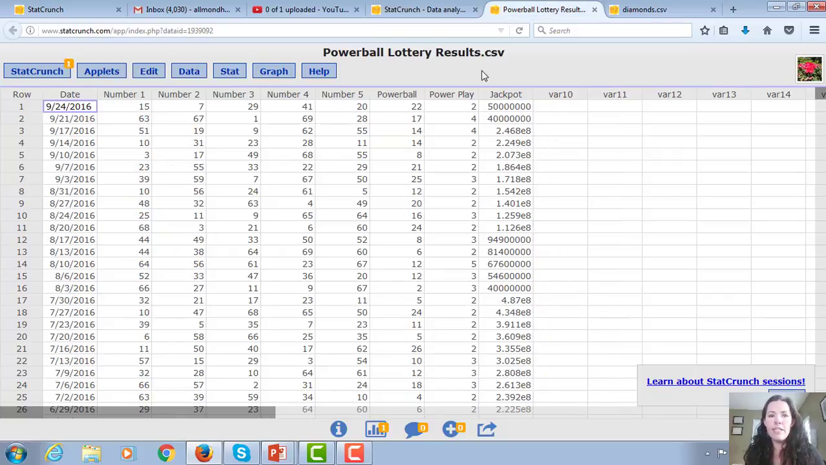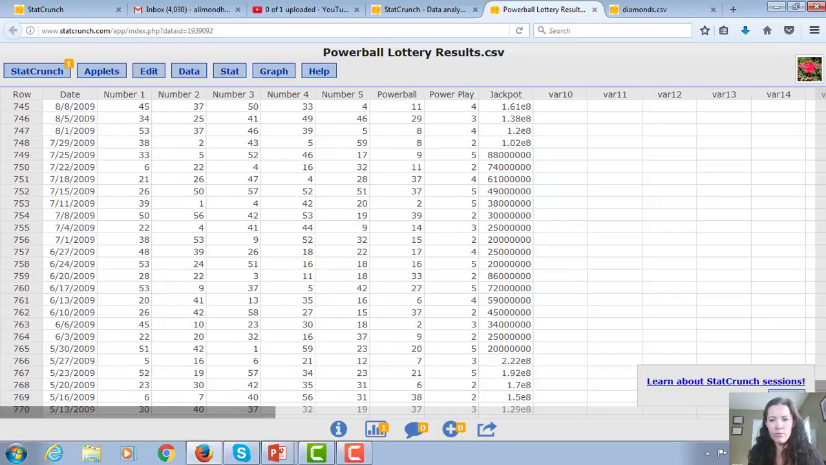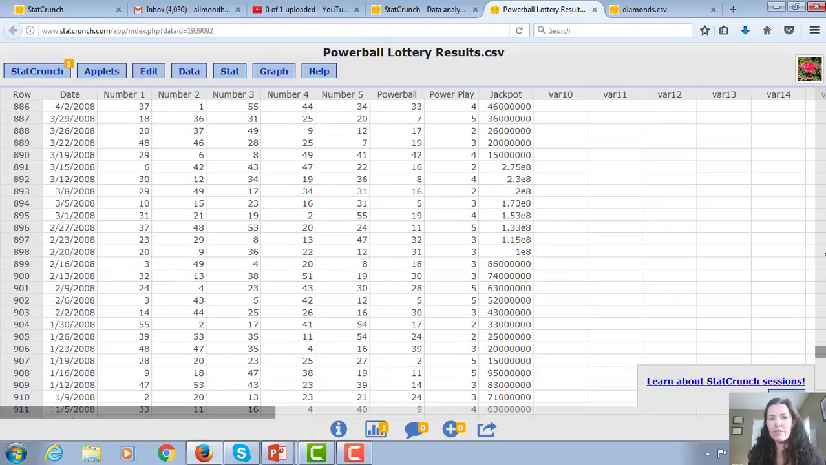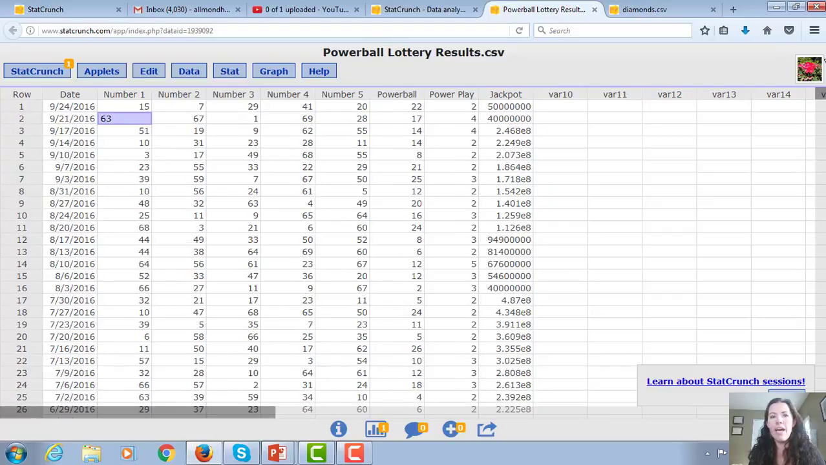I have another data set here. This one is looking at the Powerball lottery and what number occurred. When you draw the balls, like they draw 5 balls for the Powerball, which number was drawn on the date. And this goes back to 2006, so it's 10 years' worth of data. So we're looking at the draws on each individual date and what number was drawn.